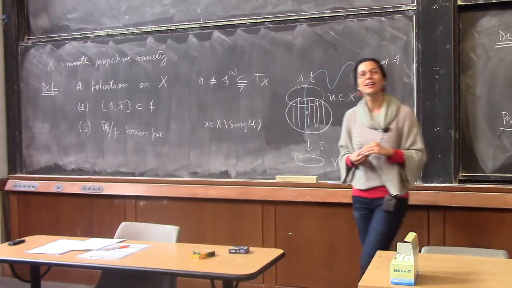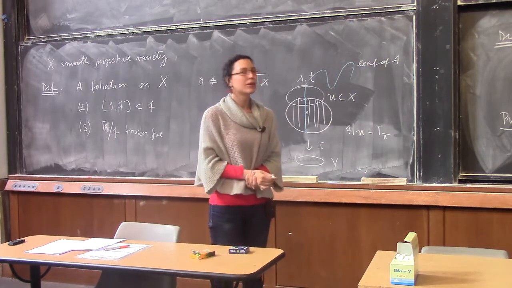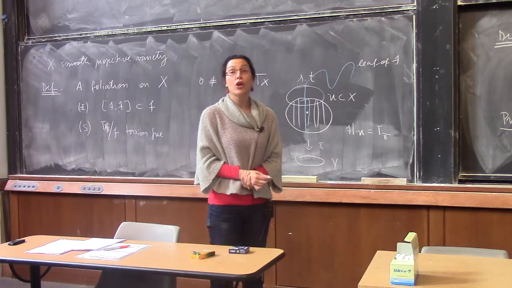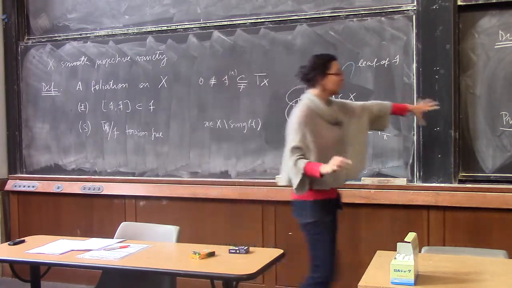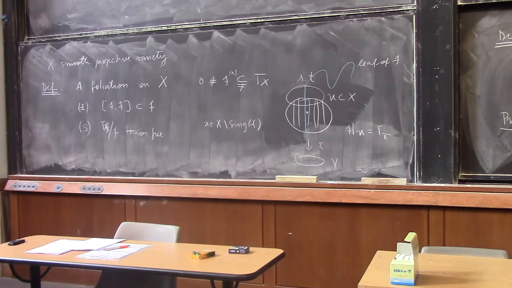Yes? Sorry, can I ask? So if you have a Fano foliation, is it algebraic in the sense that the leaves are all algebraic? Not always. I will give some examples. Not always, but what I'm saying is that there is some non-zero subfoliation which is algebraic, that has algebraic and rationally connected leaves.